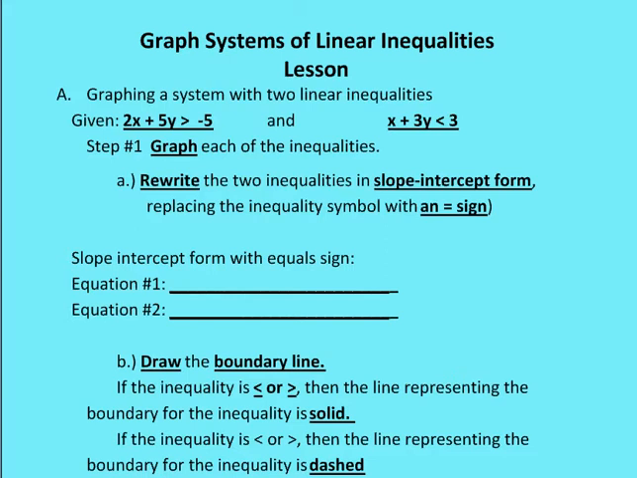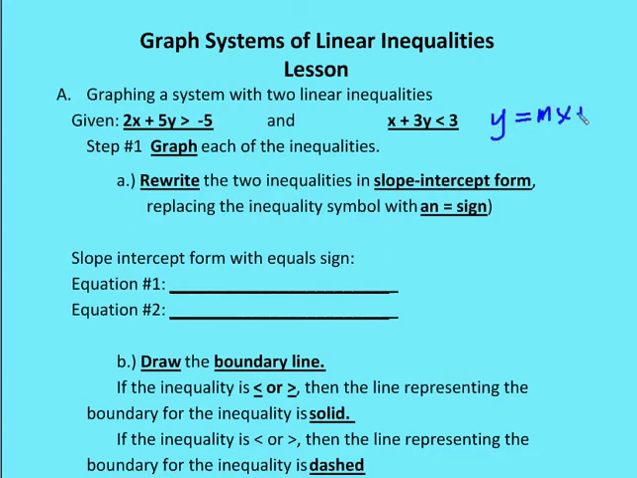All right, so let's see what we got here. Now let's take on a problem. Graphing a system with two linear inequalities, so I'm up at the top of the page, and I'm given two linear inequalities, 2x plus 5y is greater than negative 5, and x plus 3y is less than 3. So the first step is to graph each of the inequalities. And what I like to do is rewrite the two inequalities in slope-intercept form because it's much easier to deal with. Once you rewrite it in slope-intercept form, so y equals mx plus b, you have the slope and you have the y-intercept. It's very simple to graph.